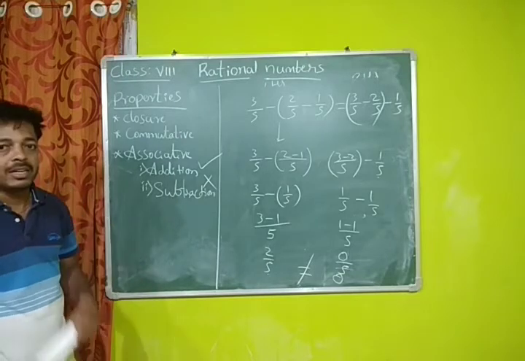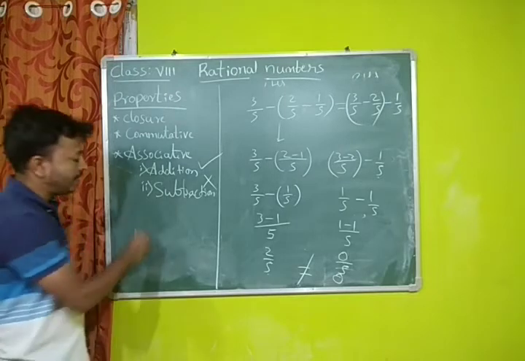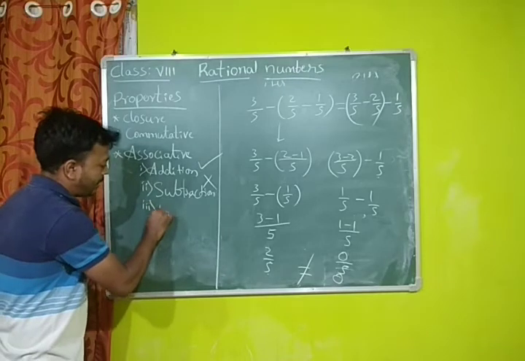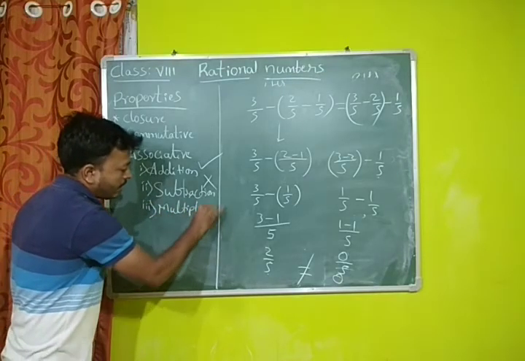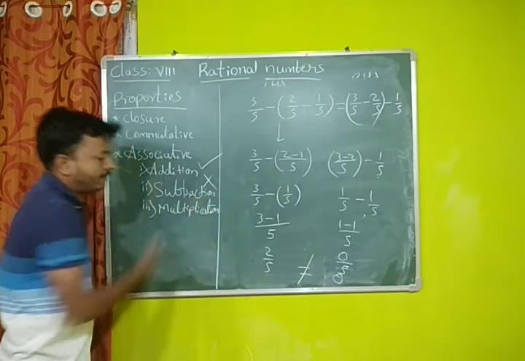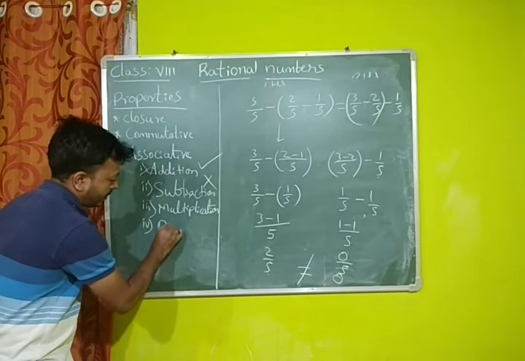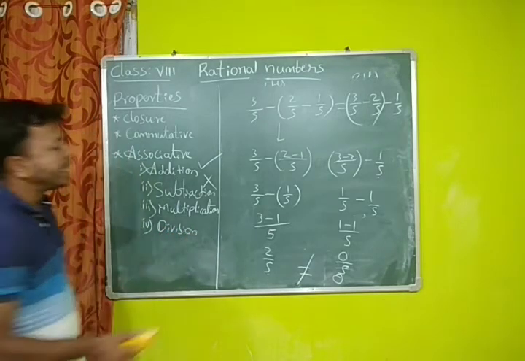Not only addition. Still two operations are there. Which are those two? The third one is multiplication. And the fourth one, finally, is division. So that multiplication we have to check now.